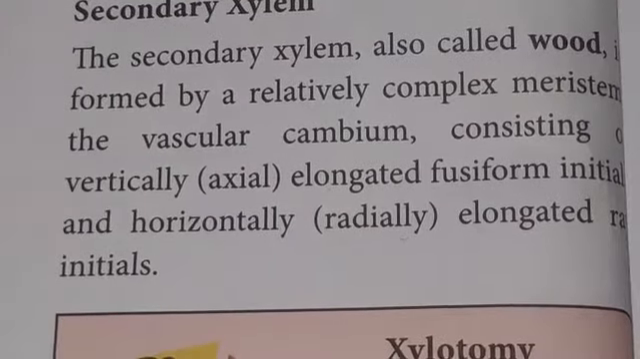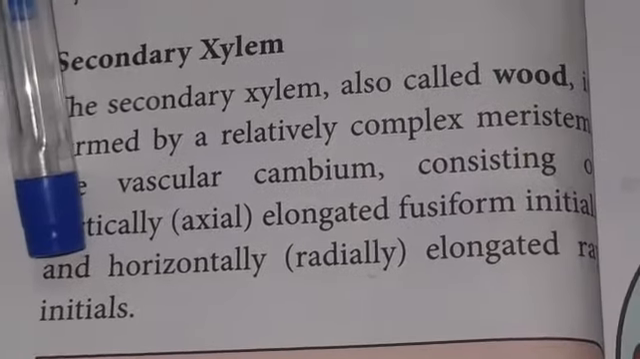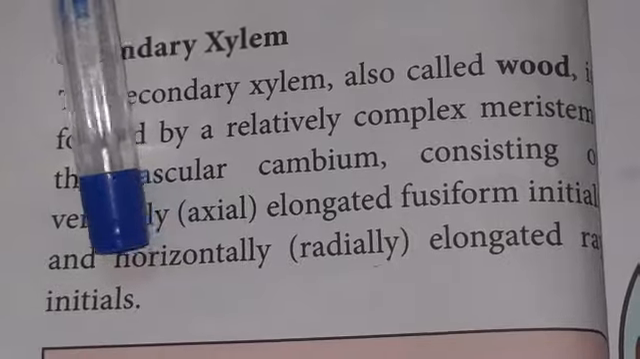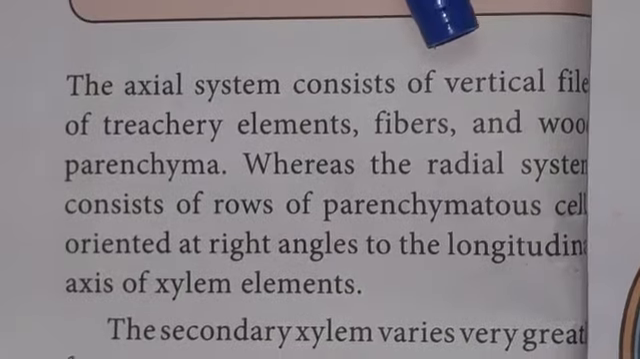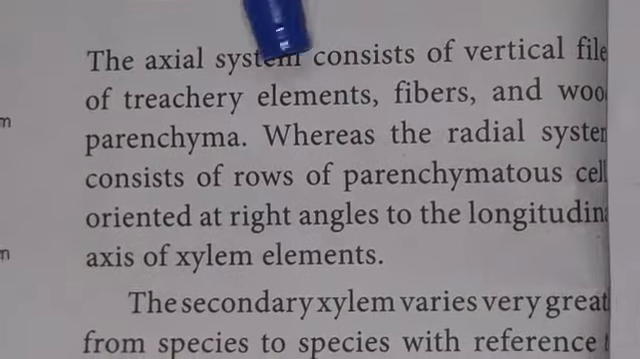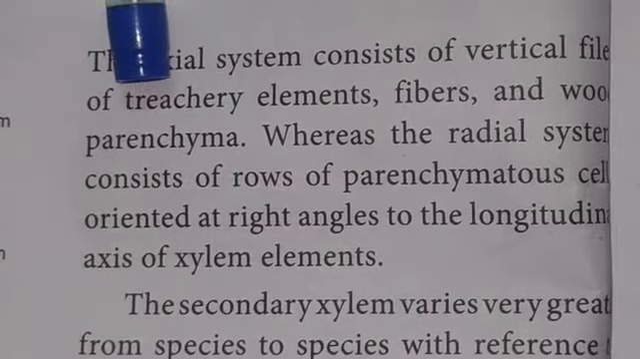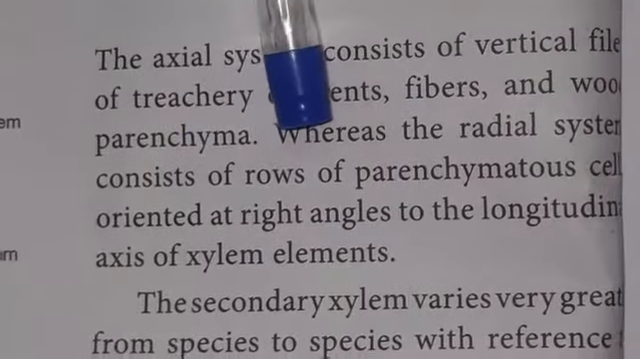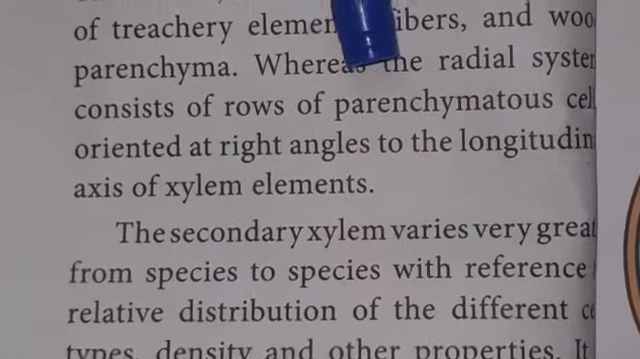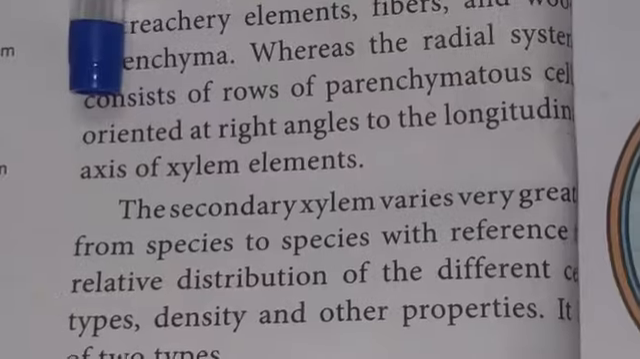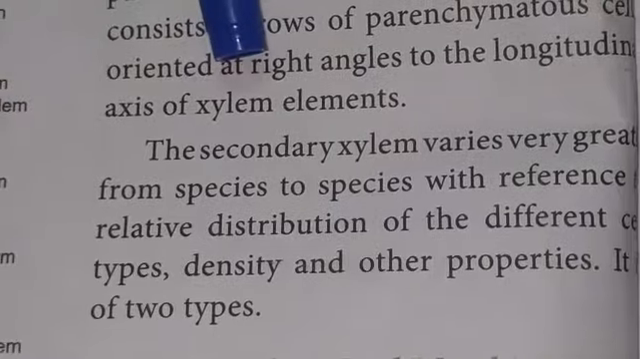The vascular cambium consists of two types of initials: the vertically elongated fusiform initials and the horizontally radial ray initials. The axial system consists of vertical files of tracheary elements, that is tracheae, tracheids, fibers and wood parenchyma, that is xylem parenchyma, whereas the radial system consists of rows of parenchyma cells. They are oriented at right angles. The ray initials consist of parenchyma cells arranged at right angles to the longitudinal axis of the xylem elements.